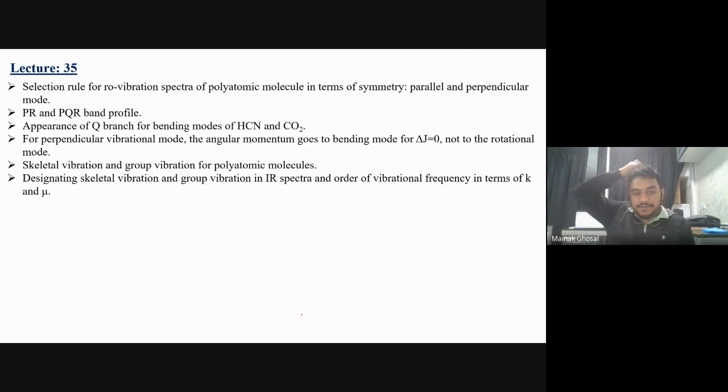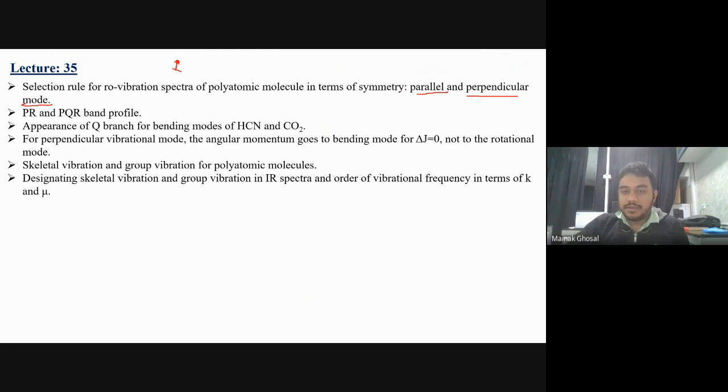Now, in lecture 35, there was a discussion on the selection rules of rotational-vibrational spectroscopy in terms of another symmetry, with two modes: the parallel mode and the perpendicular mode. This was named due to the direction of the transition dipole moment with respect to C2, or your principal axis of symmetry. If it is aligned parallel, it is a parallel mode. If it forms a perpendicular shape, it is a perpendicular mode. It was also shown what the PR band profile and the PQ band profile are.